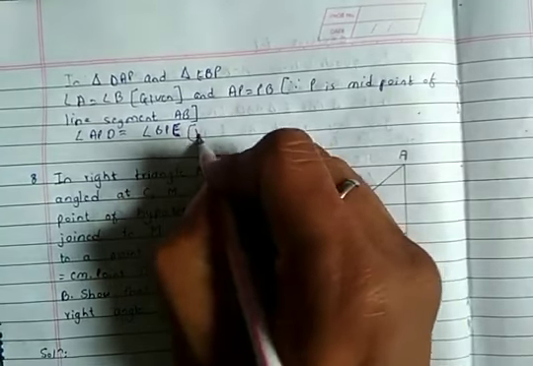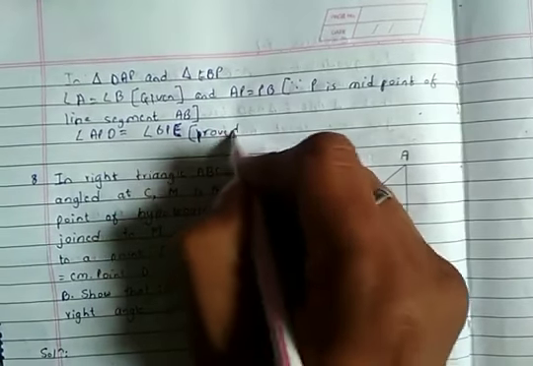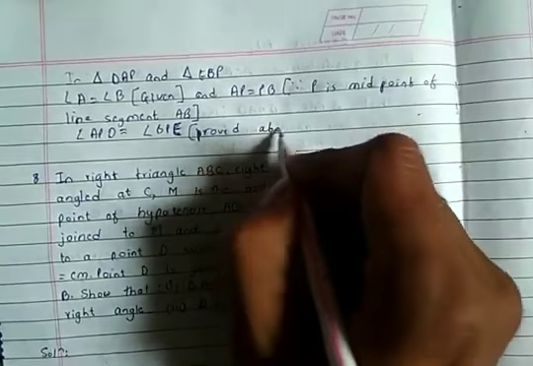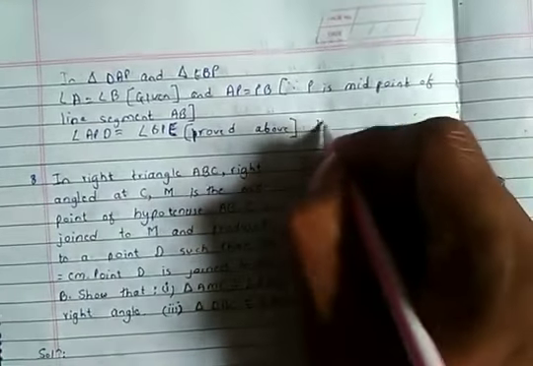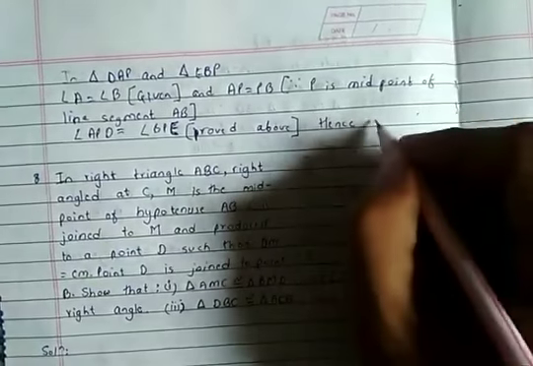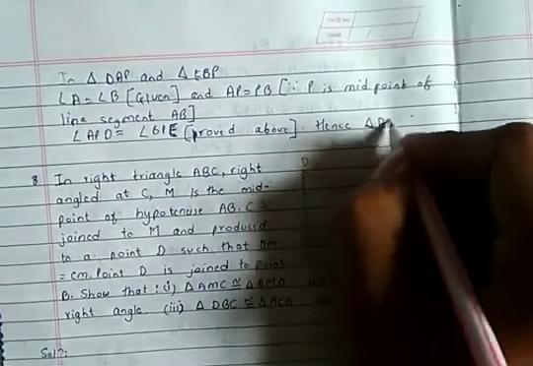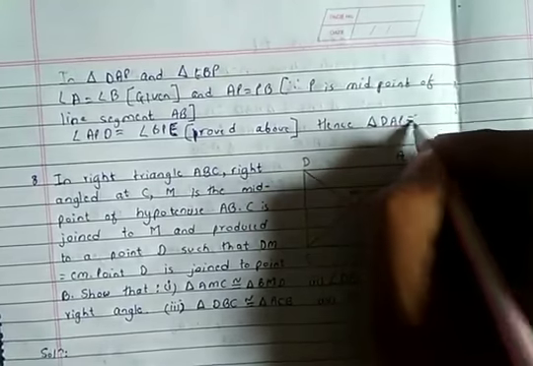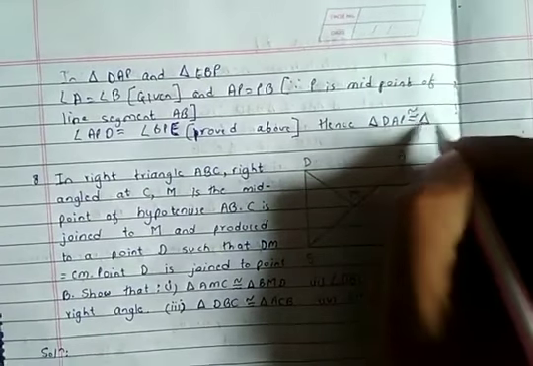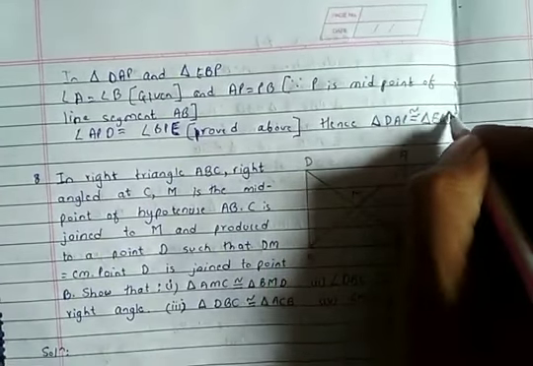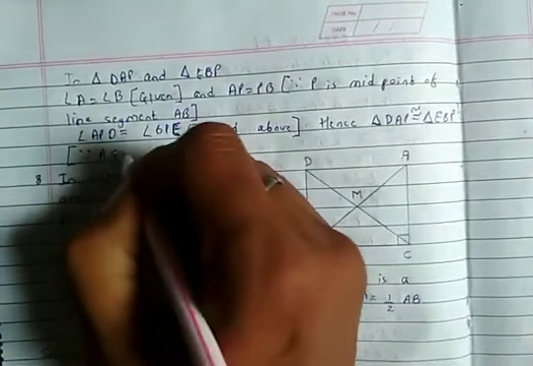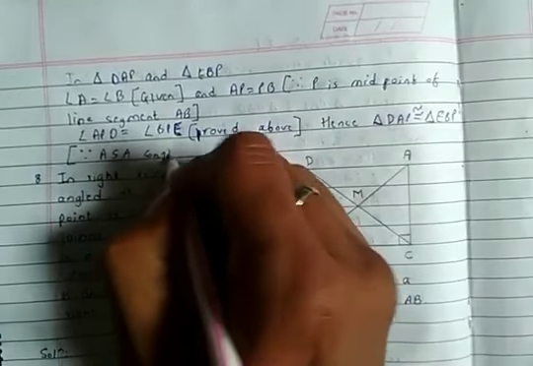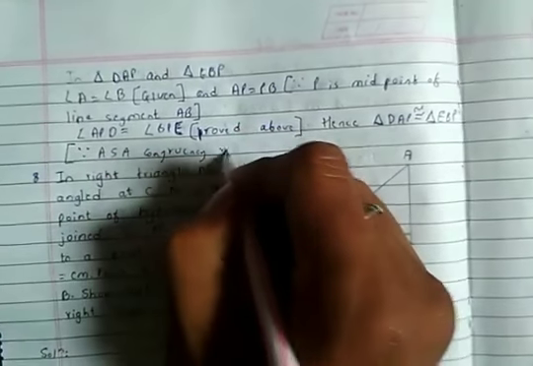You can write it down. Proved above. Now hence you can write down triangle DAP is congruent to triangle EBP. By which rule? You can say angle side angle congruency rule. It is proved.